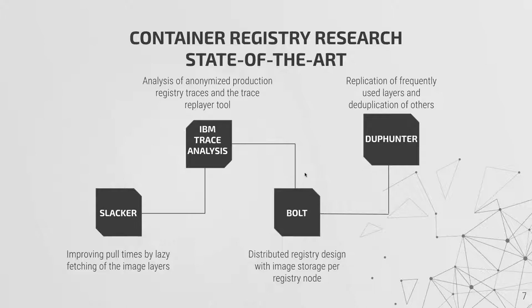The next two works are also from the collaboration between IBM and Virginia Tech. Bolt is a distributed registry design where each node has its own local storage. So the extra hop between registry nodes and the underlying storage service is eliminated. Finally, the most recent paper from 2020 is DupeHunter, which improves the design of Bolt by introducing some smart replication and deduplication based on the analysis of the IBM production traces. These two last papers are also evaluated using the trace replayer tool.